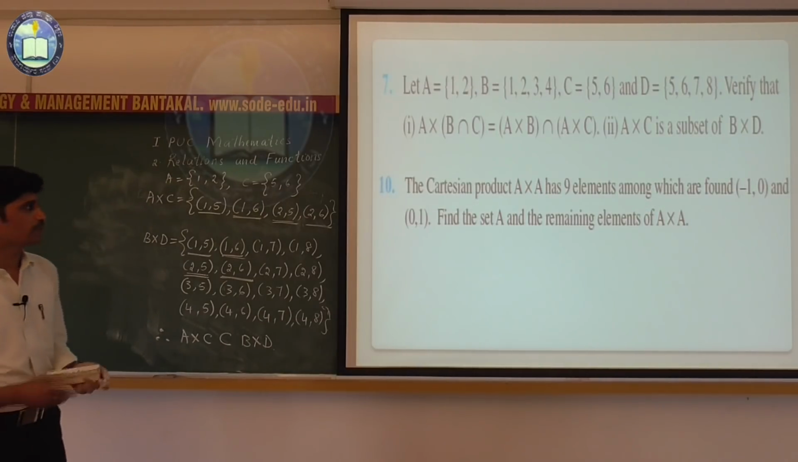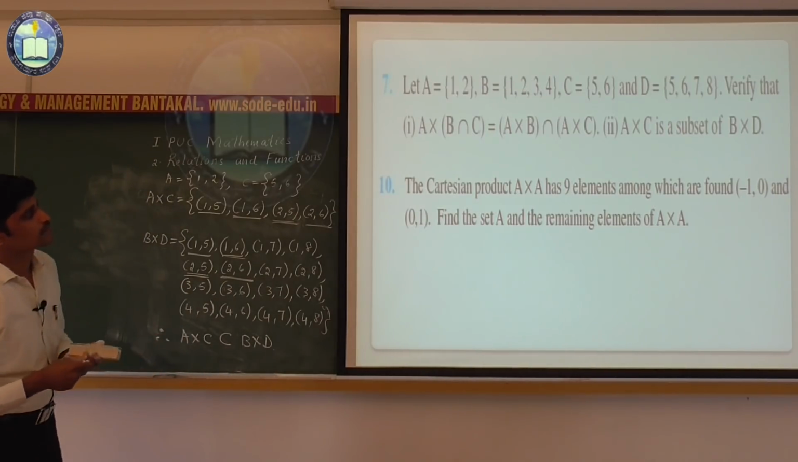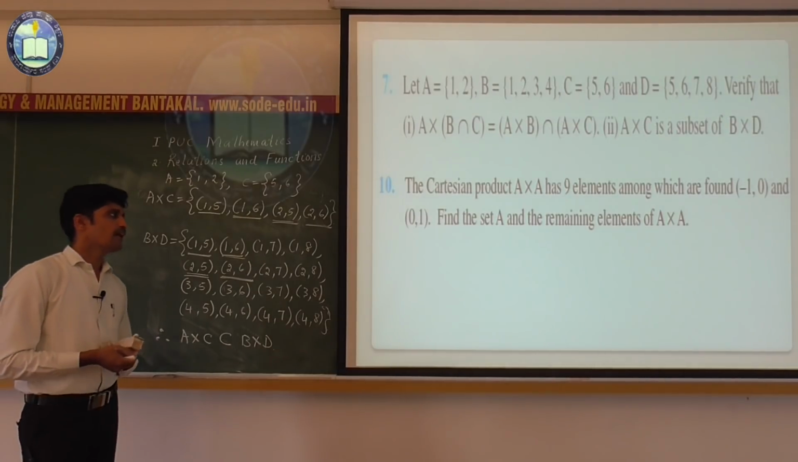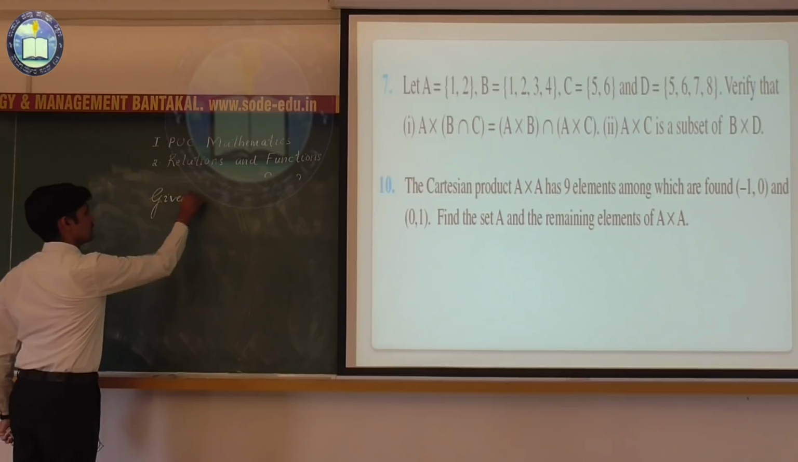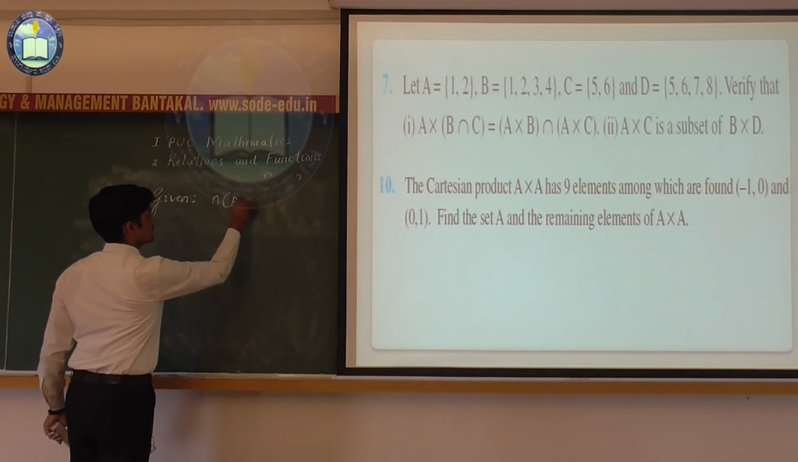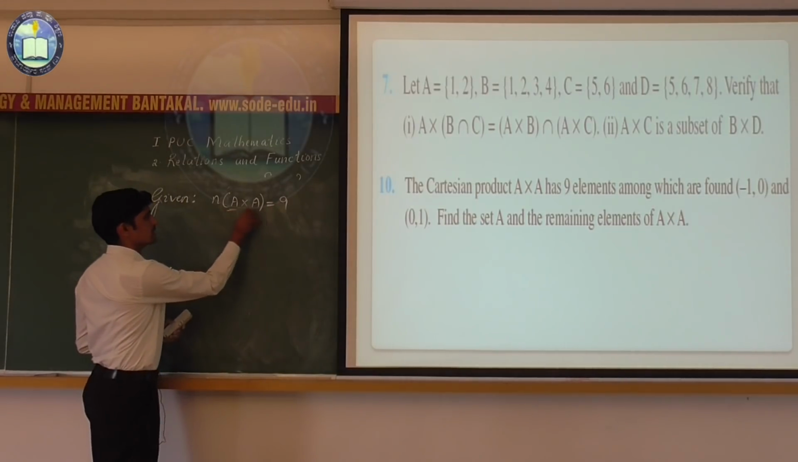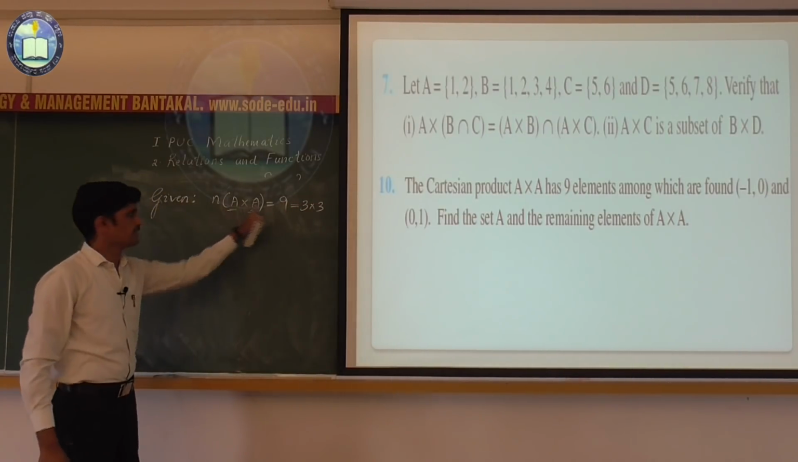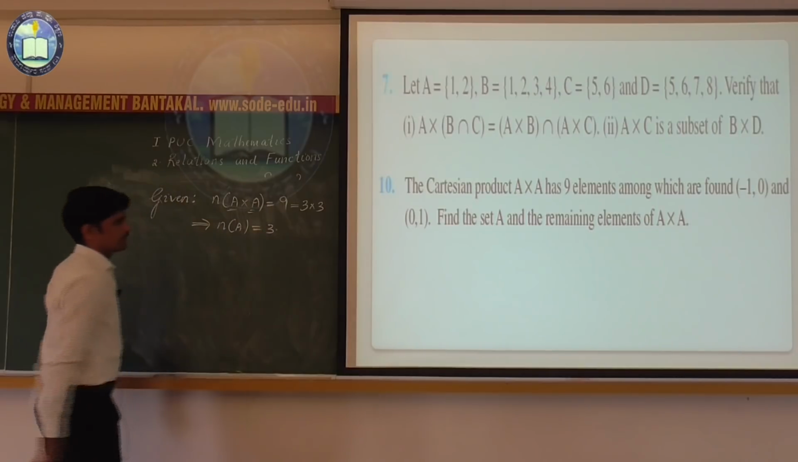Next, question number 9. The Cartesian product A cross A has 9 elements, among which are found (-1, 0) and (0, 1). Find the set A and the remaining elements of A cross A. Now, in this problem, the given data is that the number of elements in A cross A is equal to 9. Since these two are identical sets, 9 is equal to 3 into 3. That means the number of elements in set A is equal to 3.